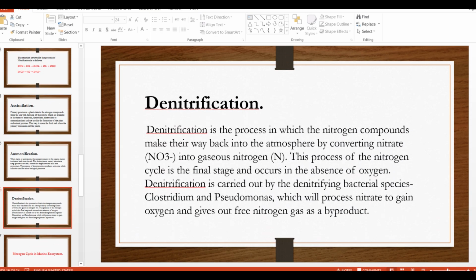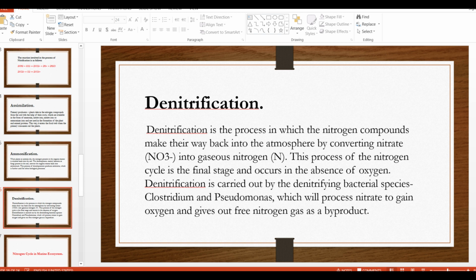Denitrification. Denitrification is the process in which the nitrogen compounds make their way back into the atmosphere by converting nitrate, NO3, into gaseous nitrogen, N2. This process of the nitrogen cycle is the final stage and occurs in the absence of oxygen.